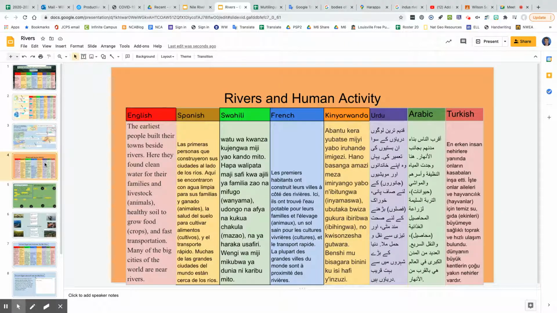Rivers and human activity. The earliest people built their towns beside rivers. Here they found clean water for their families and livestock, animals, healthy soil to grow food, crops, and fast transportation. Many of the big cities of the world are near rivers.